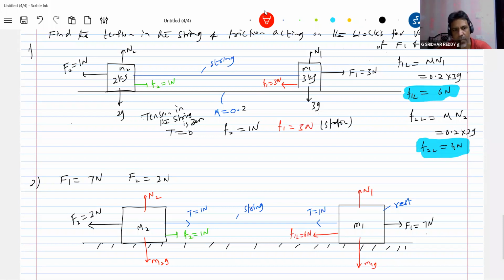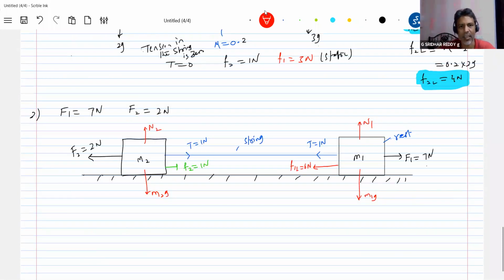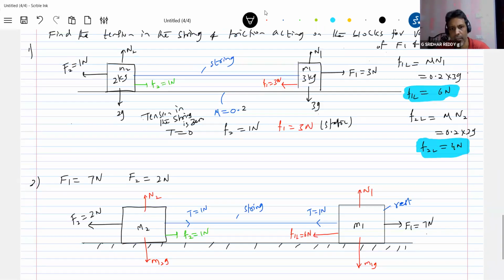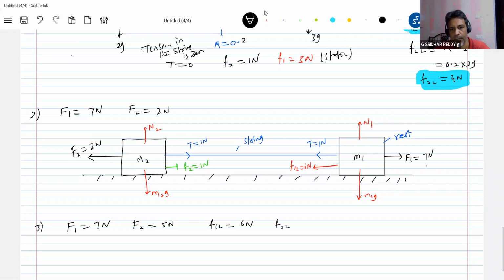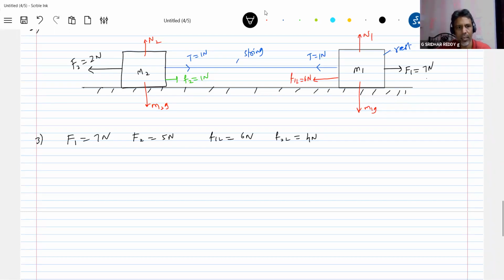Got this? So now let me make a third case. Say like this, you can just pick up various values. As you change the values, the things will be totally different. So let me keep 7 Newton as it is. I will make F2 5 Newton. Third case. What are the F1 values? So we'll have this F1 value, 6 Newton. Limiting friction, 4 Newton. I'm going to slide down.